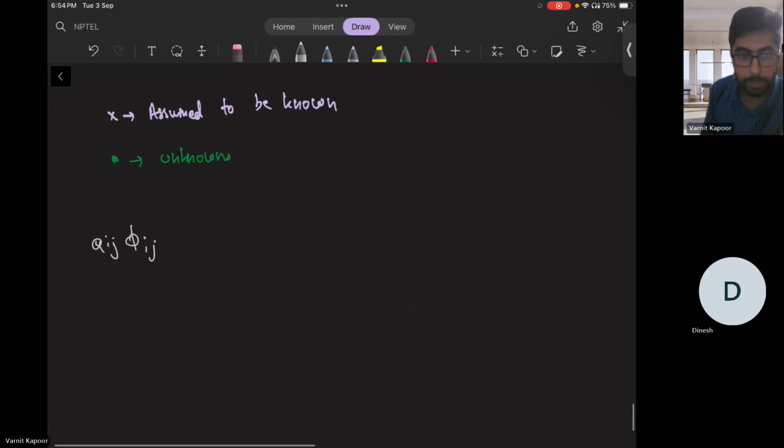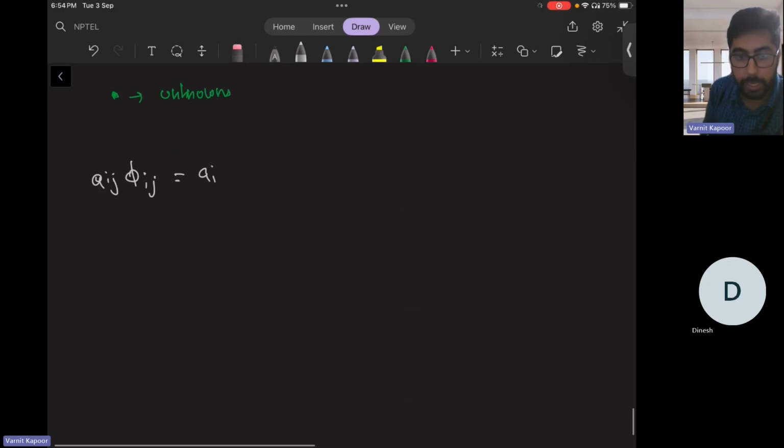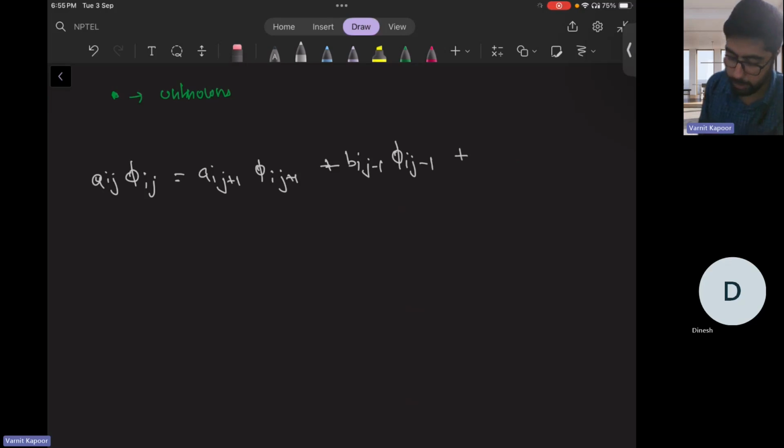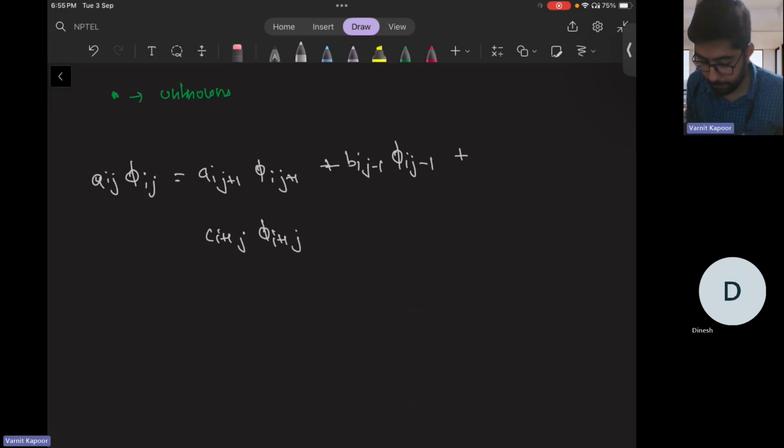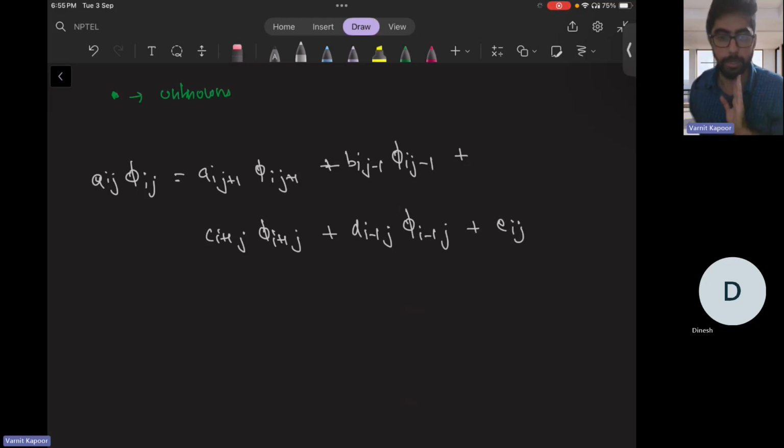Aij phi ij is nothing but Aij plus 1, that is the north node, phi i j plus 1, plus Aij minus 1, phi i j minus 1, the south node. Then the east node, A i plus 1 j, phi i plus 1 j, and the west node, A i minus 1 j, phi i minus 1 j, plus some constant Vij.